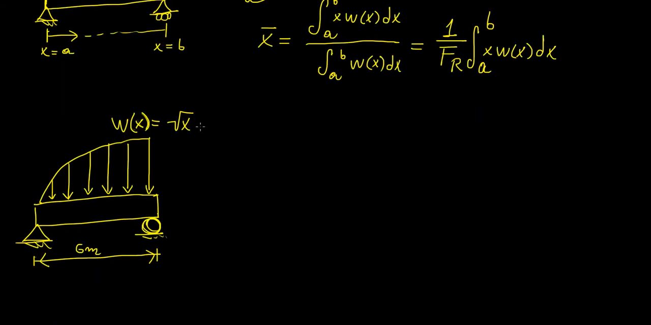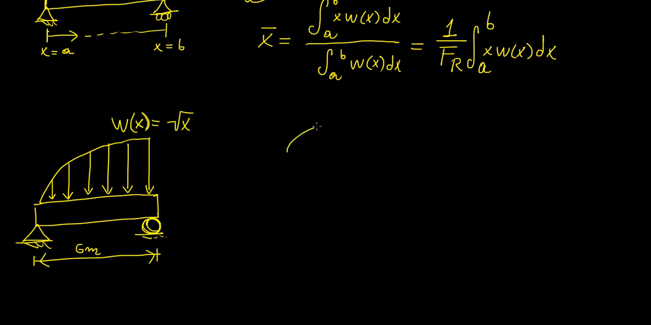Suppose you have a distributed load that has the shape of a square root of x. So basically it looks like this. And then you have a beam of length 6 meters with a hinge support on the left and a roller support on the right-hand side. Now the next thing we want to do is find the resultant force, as well as the location of the resultant force along this beam.